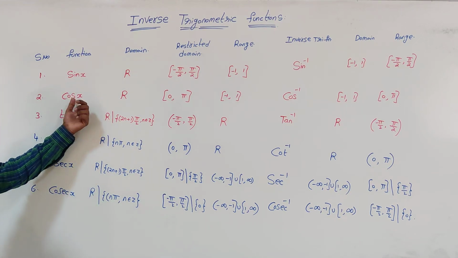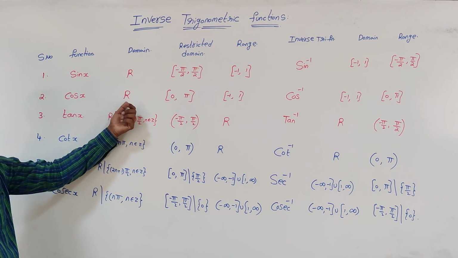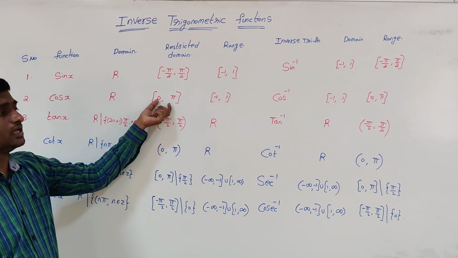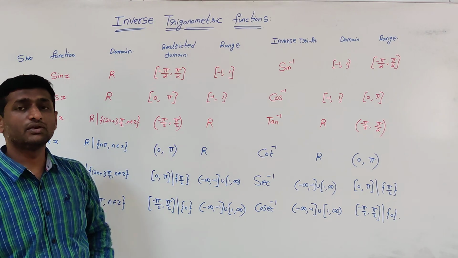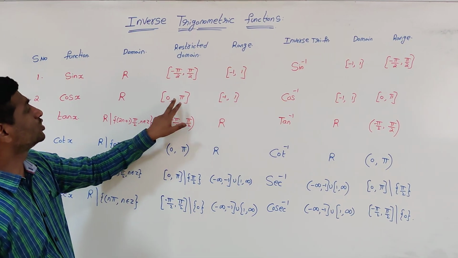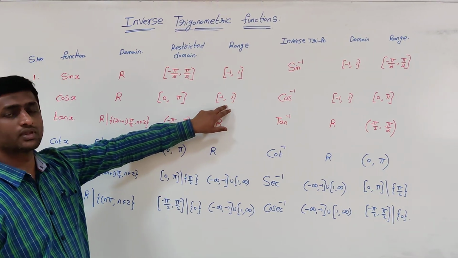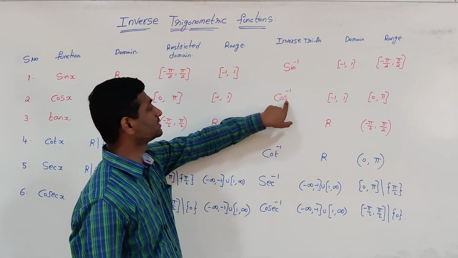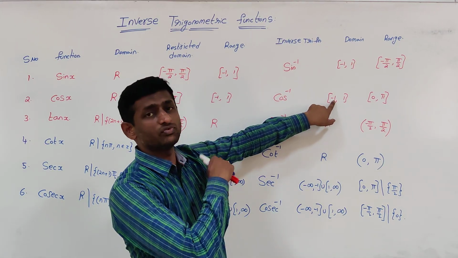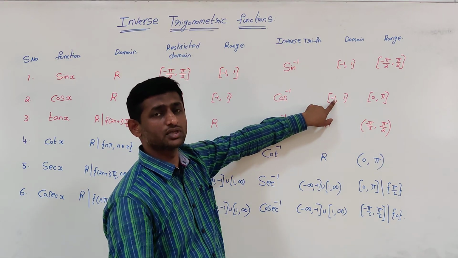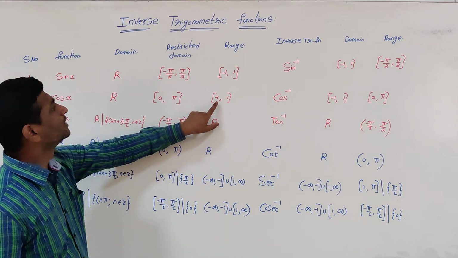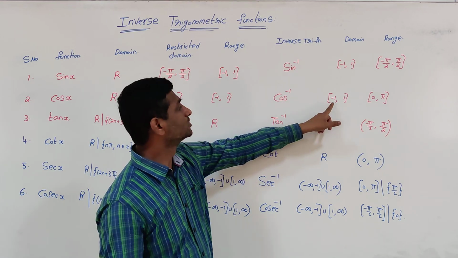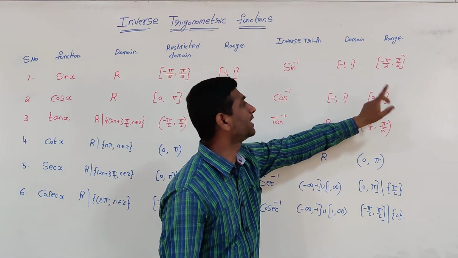Second, cos x: the original domain is R, and the restricted domain is 0 to pi. So if we restrict, then we can have the inverse function. That is from 0 to pi to the closed interval -1 to 1. If this is the restricted domain, then the inverse exists, that is cos inverse, the reverse of the function cos. Because the range of this function will act as the domain for cos inverse of x. So -1 to 1 to 0 to pi is the range.